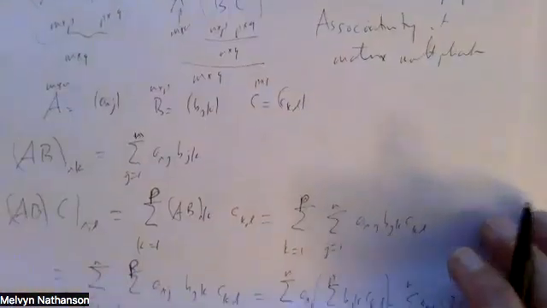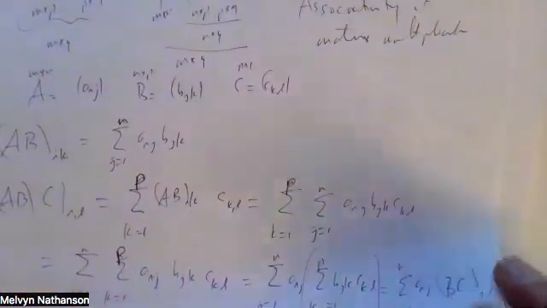Okay, so that is a proof that matrix multiplication is associative. It's a little bit technical, but all the details are not just on the paper I just did, but in the textbook as well. What are some other properties of matrix multiplication?